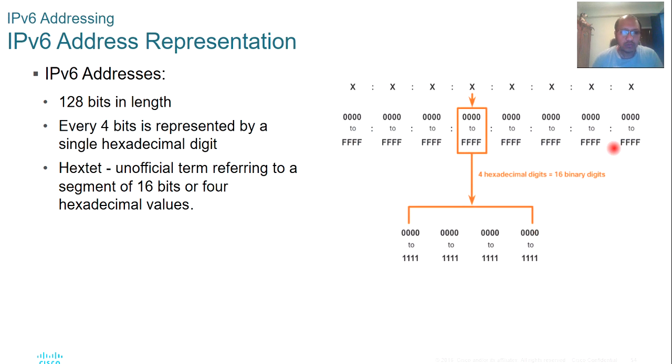Okay, this is the basic representation of the IP version 6 address. It is 128 bits in length, and this 128-bit length is divided into 8 groups, as you can see in this diagram, and each group is separated by a colon. Each group is called a hextet, and it is 16 bits, and each group contains 4 hex digits. Those hex digits can range from 0 to F, and each hextet can range from 0000 to FFFF.